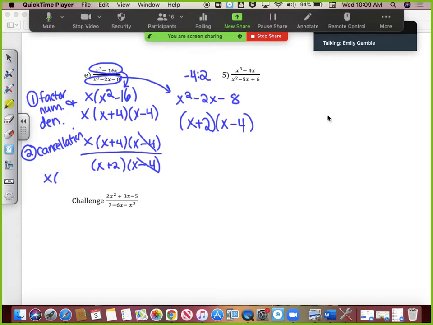This would be x times x plus 4 over x plus 2. That would be the simplified rational expression for letter E.